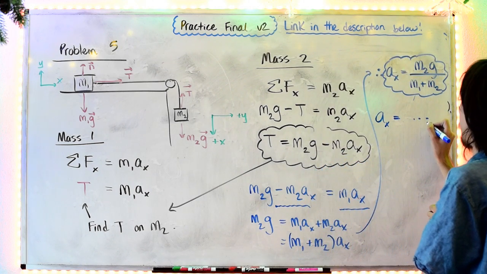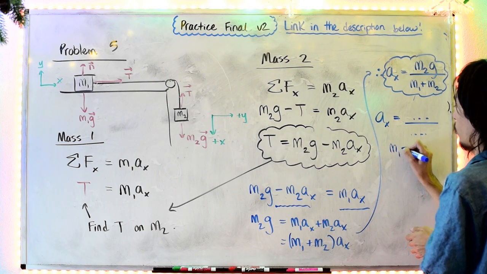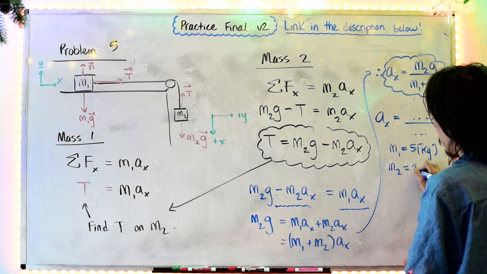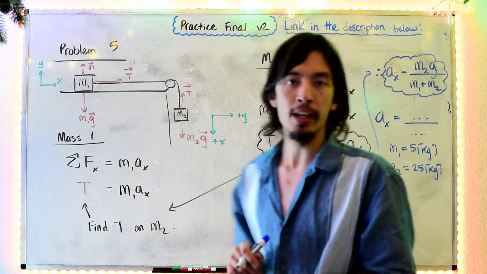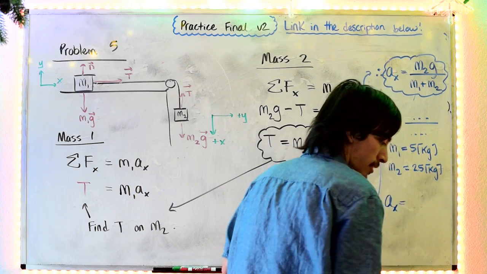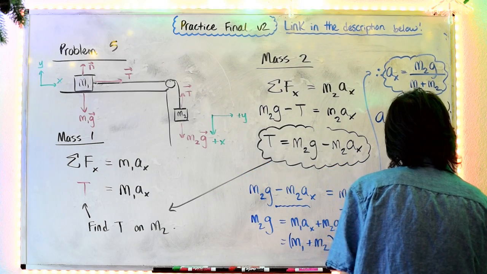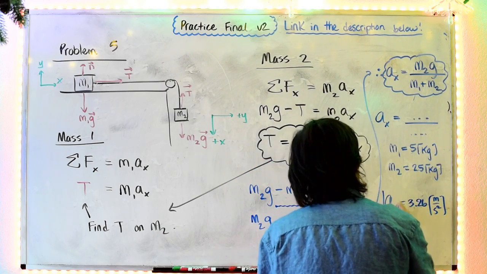So I'll just put it here. This is mass 1 is 5 kilograms. Mass 2 is 2.5 kilograms. Just make sure you plug in the numbers appropriately, and the answer you end up getting in the end of this, the x acceleration, is 3.26 meters per second squared.